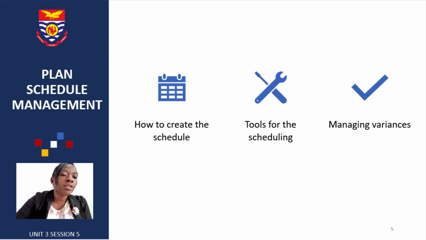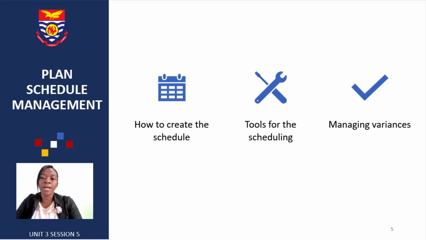So how then do we plan our schedule management? First and foremost, you need to look out for how to create your schedule. The plan provides the steps to be taken in creating the project schedule, which involves project tasks, the resources you're going to need, who is going to perform those tasks, and the scheduling methods to be used. Then we also look out for the tools for scheduling. There are lots of scheduling tools you can use for your team to make the work easy. One common tool most people use is Microsoft Project.